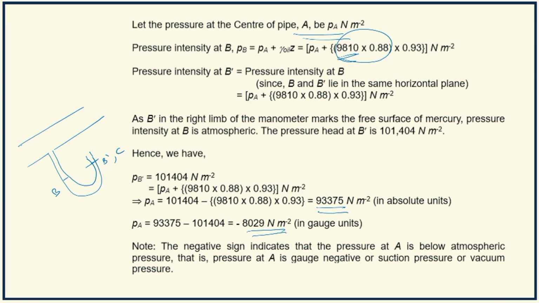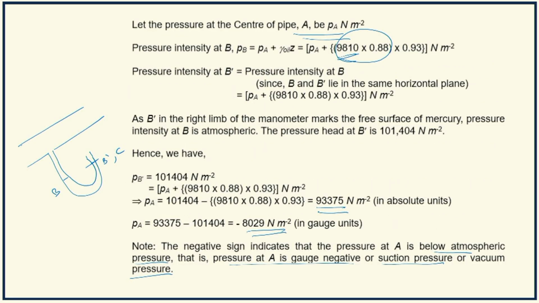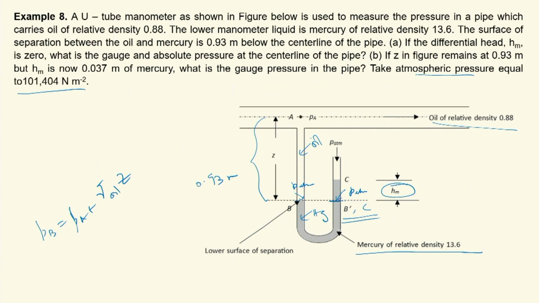So you get minus 8029 Newton per meter square, that is in gauge units, negative pressure. So the negative sign indicates that the pressure at A is below atmospheric pressure. That is, the pressure at A is gauge negative or suction pressure or what we call vacuum pressure. Then the next one, this is simple. So here you have HM equal to 0.037, that is the free surface of mercury is above the point B dash. So B dash is in the same horizontal plane as that of B. B is the interface of oil and mercury in the left limb.